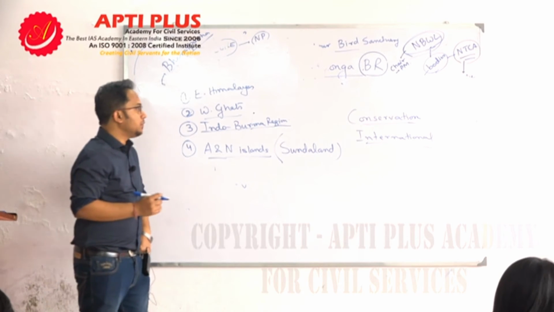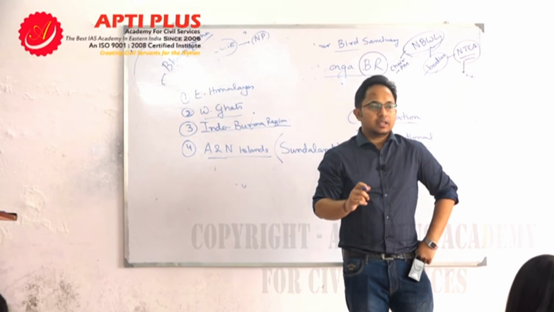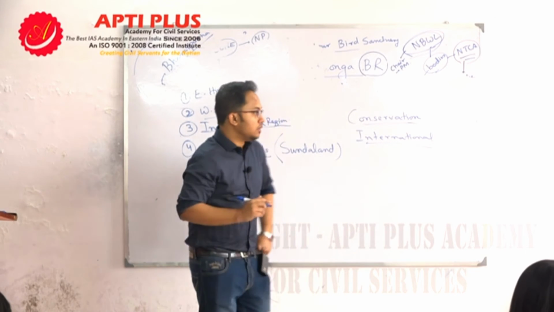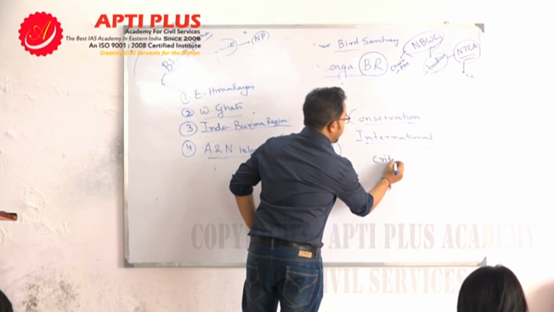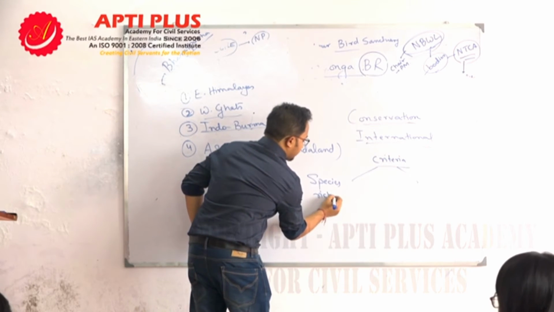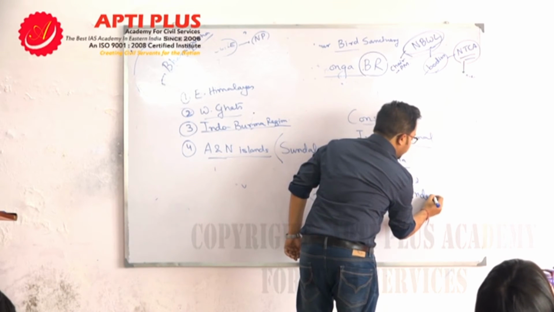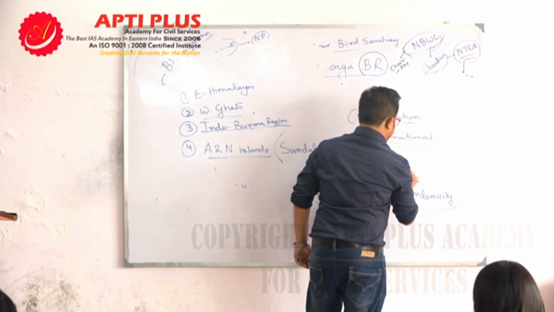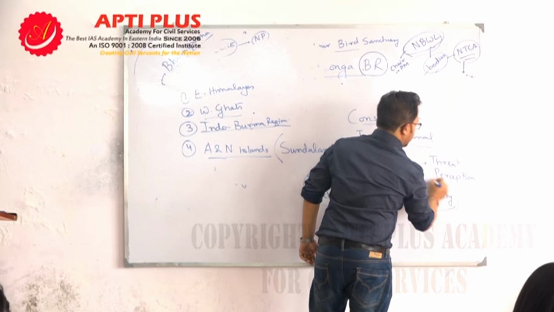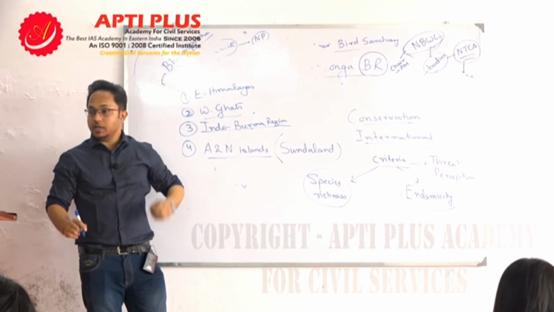Coming back to our biodiversity hotspot, what are the criteria a particular area should fulfill to be called a biodiversity hotspot? Anything that you remember? There are how many criteria? Do you remember? One is species richness. एक है स्पीशी का richness, और दूसरा जो पैरामीटर है that is endemicity, और तीसरा जो पैरामीटर है that is threat perception. ये तीनों क्राइटेरियाज if a particular area fulfills, तब जाके we will call that area a biodiversity hotspot.